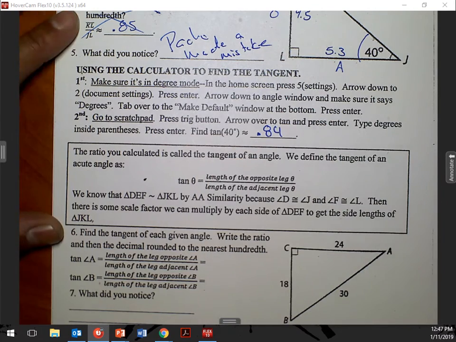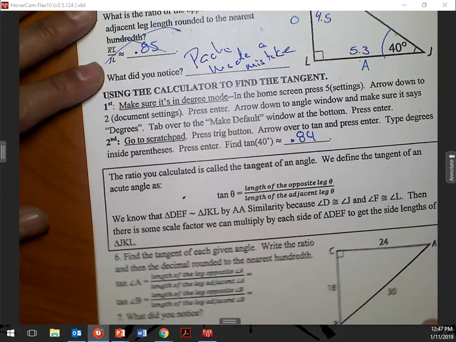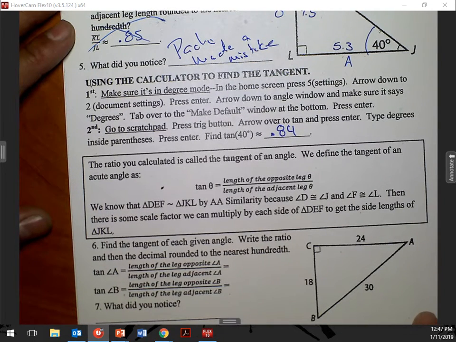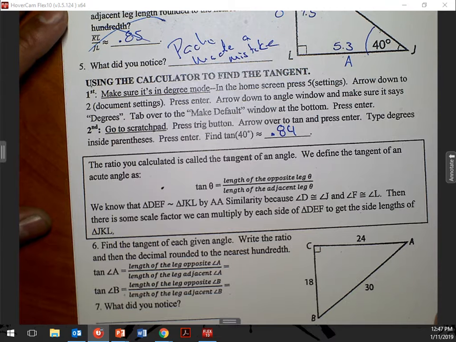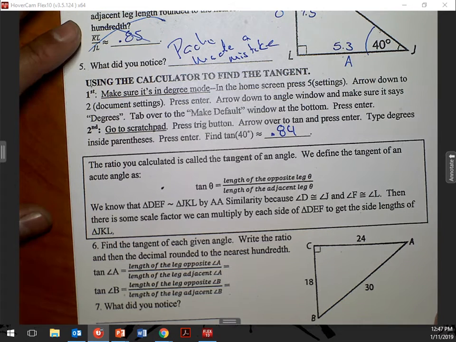0.84. Okay, so this is the one that was wrong in the first place. Sorry about that. I lied to you guys. It was supposed to be 1.84. Yes, because the first one wasn't the same shape. It was close, but not close enough.